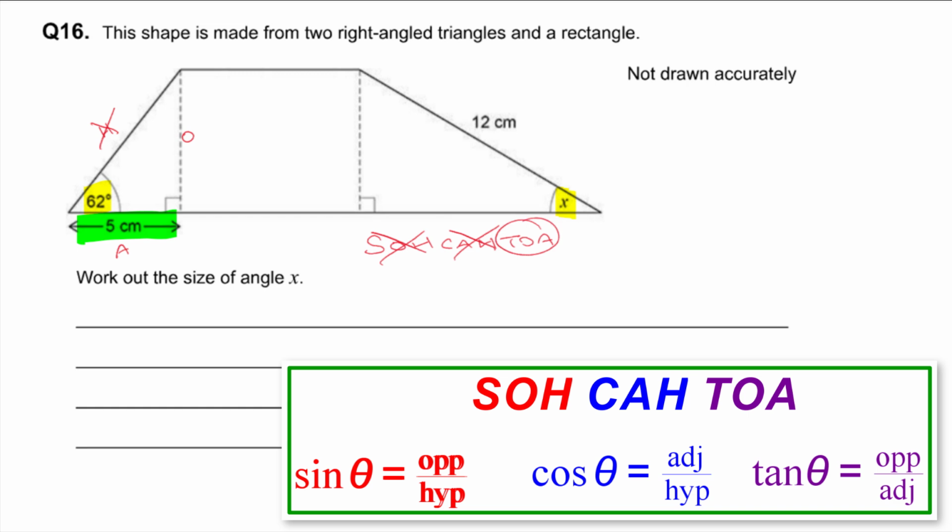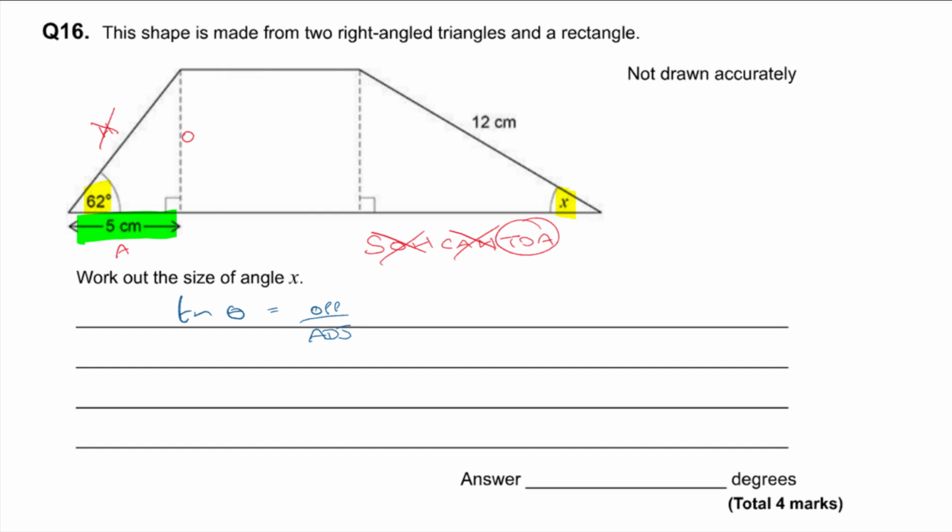So let's write out the tangent. So tan theta is equal to the opposite over the adjacent. Subbing in what I know, tan 62 is equal to our opposite. Let's call it H because it's the height of the shape, isn't it? I like that better. So let's call that H divided by the adjacent, which is 5. Okay, so rearranging that, H is going to be 5 tan 62, isn't it? So H equals 5 tan 62.